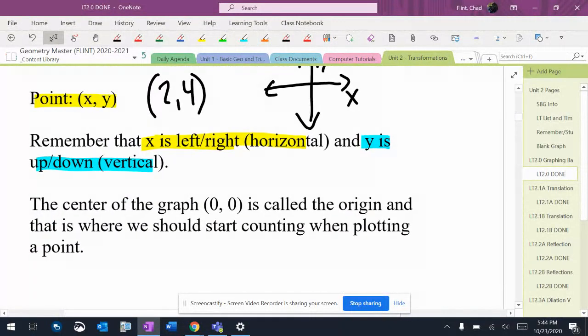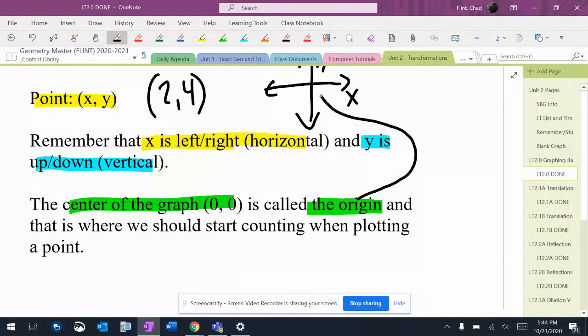Another thing we want to look for is what the origin is. All right, so the center of the graph, 0, 0, is called the origin. That's where we start when we're doing everything. It's the point right there at the center of the graph. The word origin will get used here and there. We have to make sure that we know what it means.